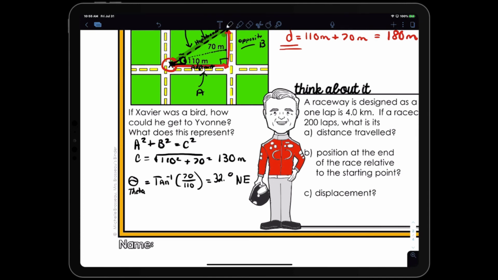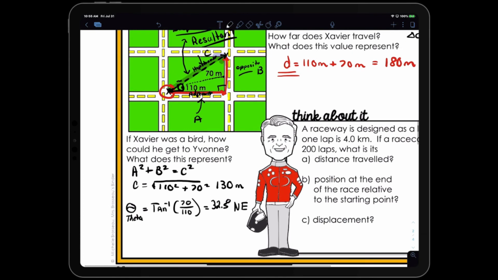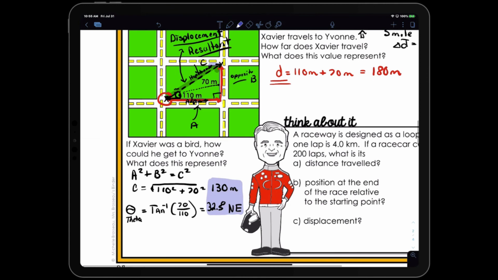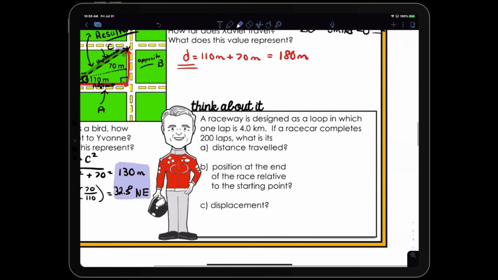So 32.5 degrees. Our resultant vector, the displacement in particular, if a bird was flying from Xavier's house to the destination, they would have to fly 130 meters at 32.5 degrees north of the eastern direction. Hopefully that makes sense. If not, we will spend more time on that coming up.